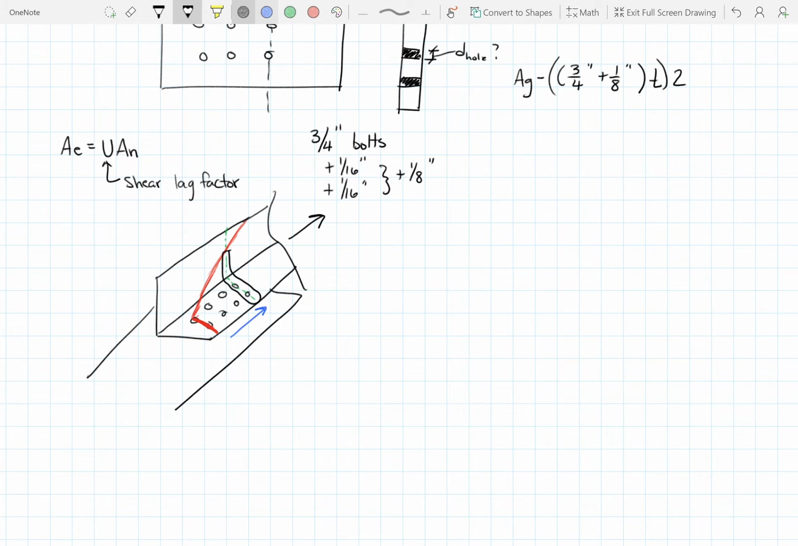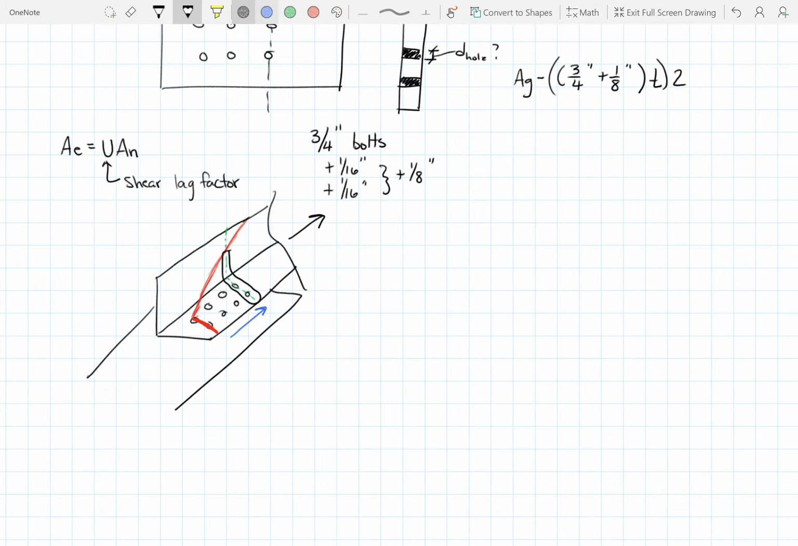So that tells us that our shear lag factor will always be less than 1, because it's accounting for not all of your cross-sectional area resisting the force at the point that you're calculating. So that's what the shear lag factor is.